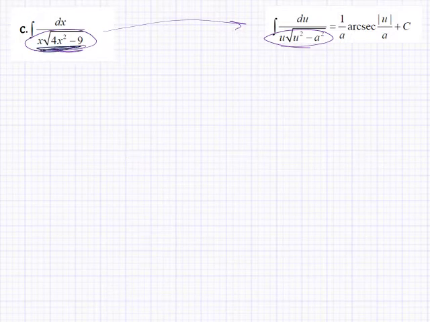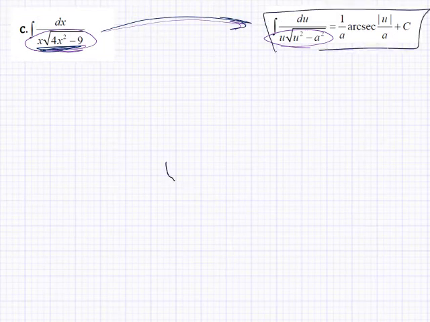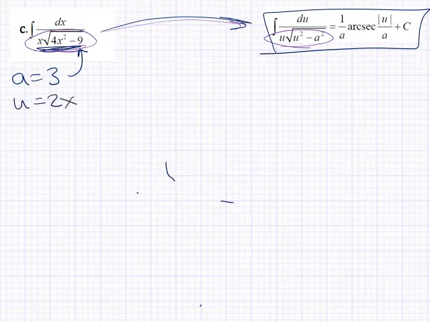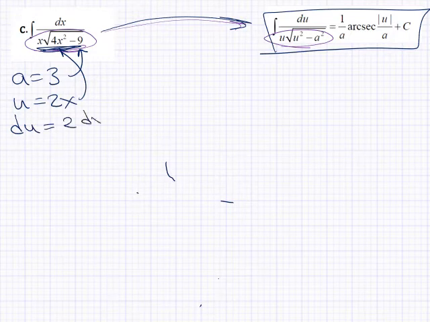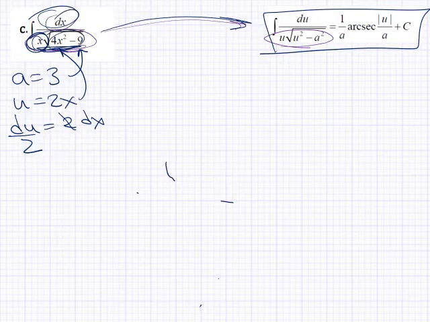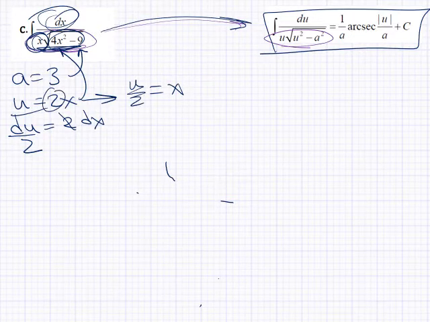So recognizing we have everything that lines up with arcsecant, we can see how we can make this work. If we let a equal 3, that would give us a squared. Then u equals 2x, there's u squared. So the derivative would be 2 dx. Now we don't have an extra 2 sitting around, so we'll just divide by the 2. And remember, this x is going to have to come out too, because all the x's have to be swapped out for u's. We would say u over 2 equals x. That's just moving this 2 to the other side by dividing.